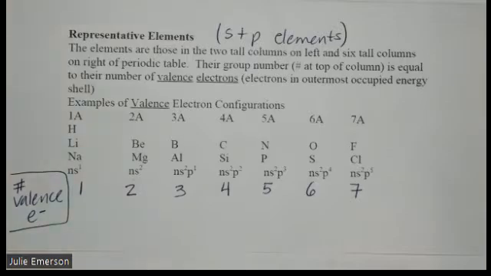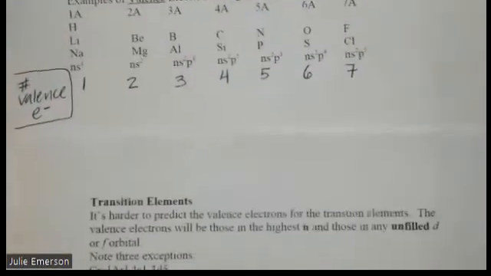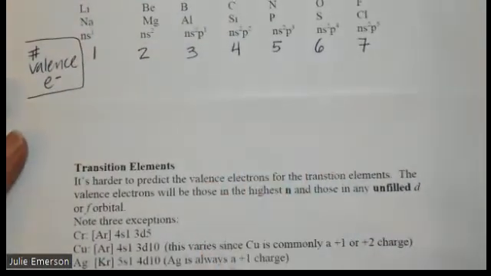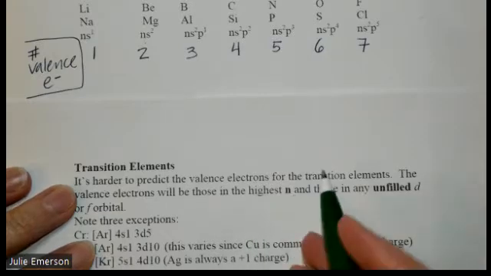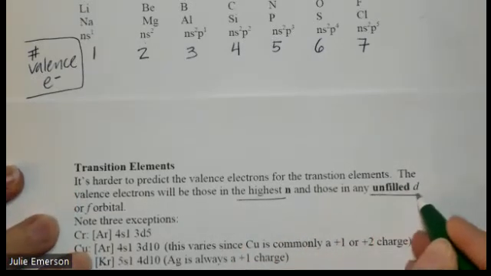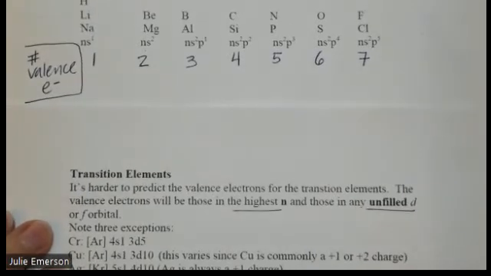So the transition elements, like I was talking about with vanadium, now your valence electrons, and I wrote this out, this is what's new. We didn't talk about this in intro. The valence electrons are the highest n, the highest occupied shell, and any unfilled d. So like we saw with vanadium, we had the 4s2 and the 3d3. Those were all the valence electrons.